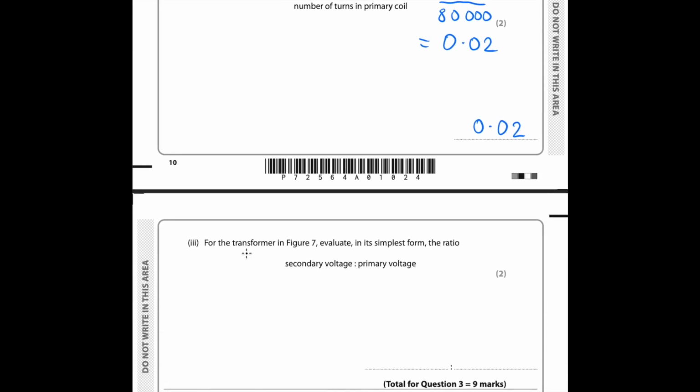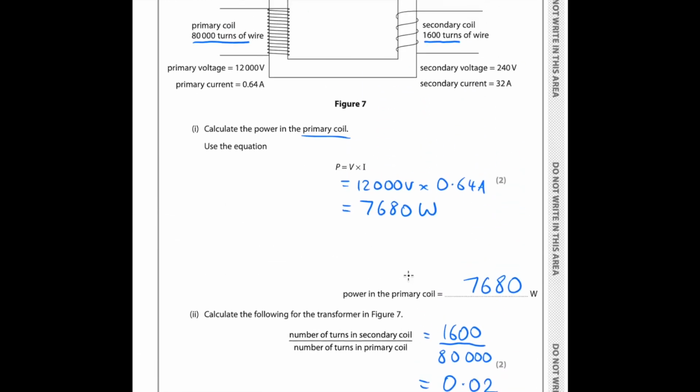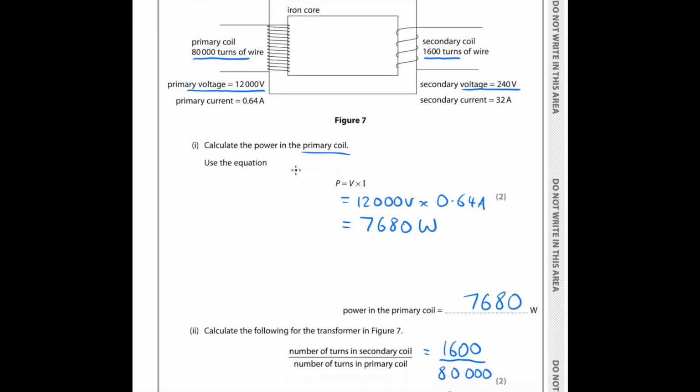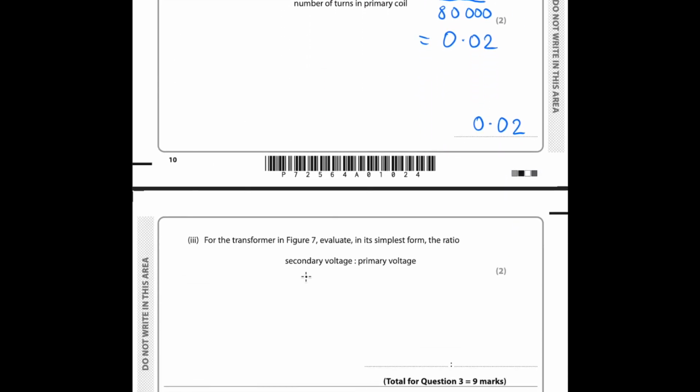Part 3. For the transformer in figure 7, evaluate, in its simplest form, the ratio secondary voltage to primary voltage. The secondary voltage is 240 volts and the primary voltage is 12,000 volts. So that was 240 volts to 12,000 volts.